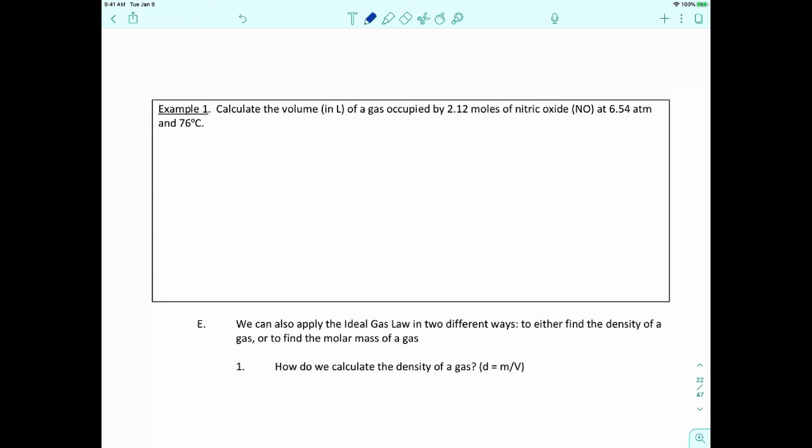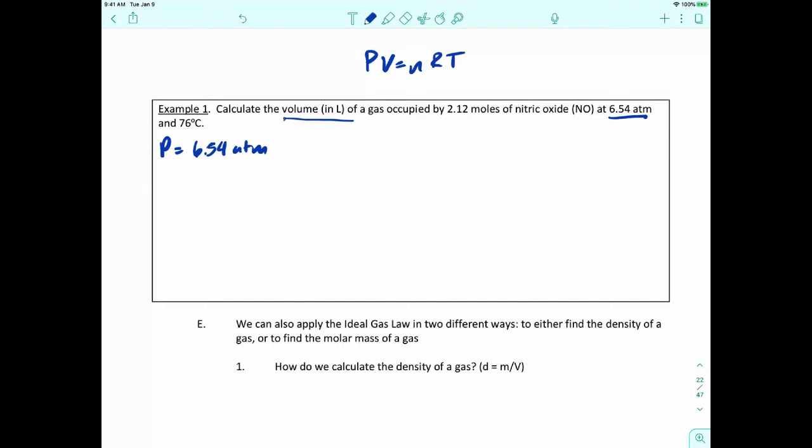The way I go about doing one of these is we know that the ideal gas law says PV equals nRT. I'm going to write that equation at the top so I make sure I've got all these variables. On the left-hand side, let's list out the information that we know. For the pressure, we're told that the pressure is 6.54 atmospheres, so I'm going to write 6.54 atm.